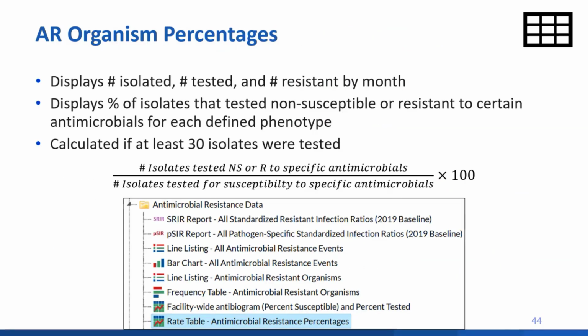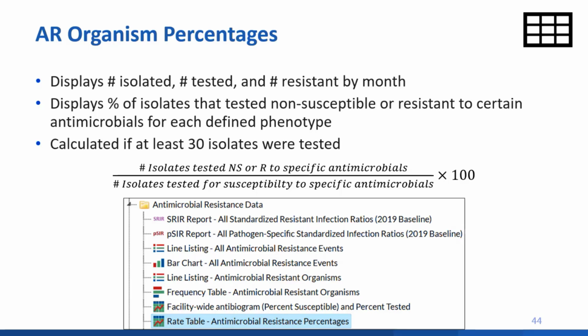So our last AR organism report is our rate table that displays AR organism percentages. This report will display the total number isolated, the total number tested, and the total number resistant by month. Using this information, the report will display the percentage of organisms that tested non-susceptible or resistant to certain antimicrobials for each defined phenotype.